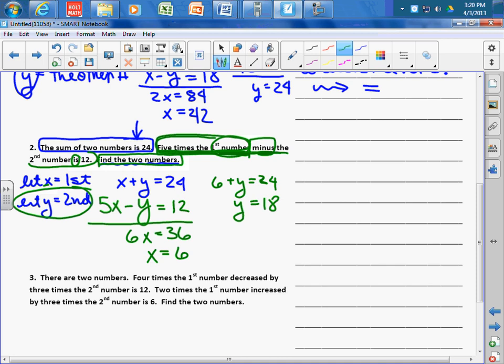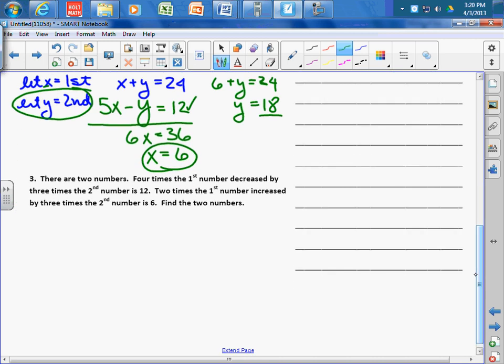Now, do they add up to 24? Yes, they do. Is 5 times the first, what's 5 times 6? 30. Minus the second, what's the second? 18. What's 30 minus 18? 12. There it checks out.